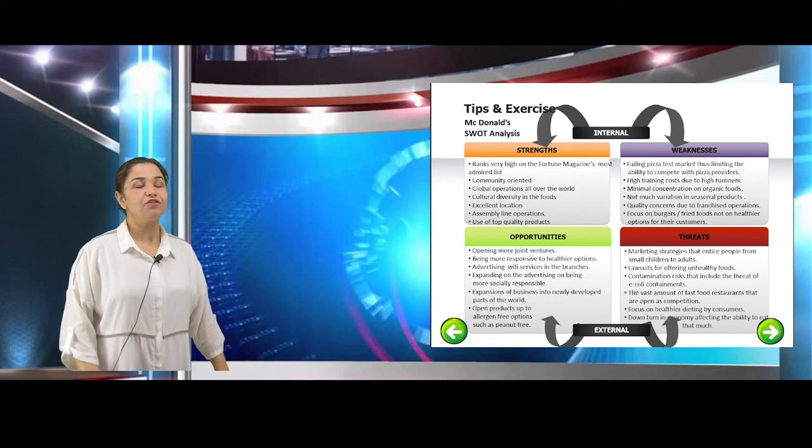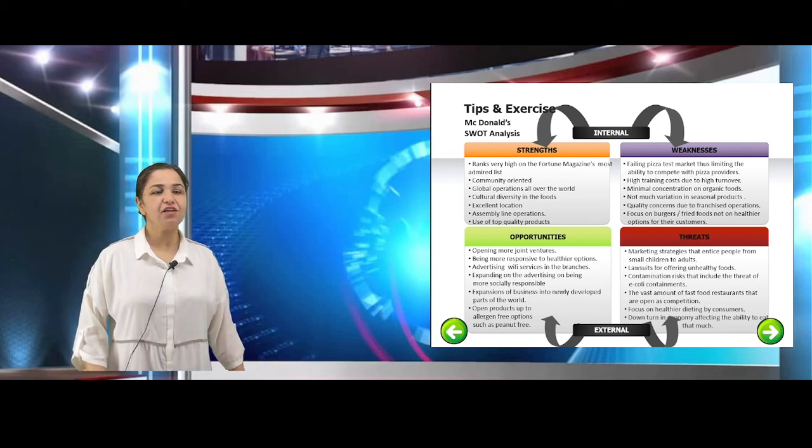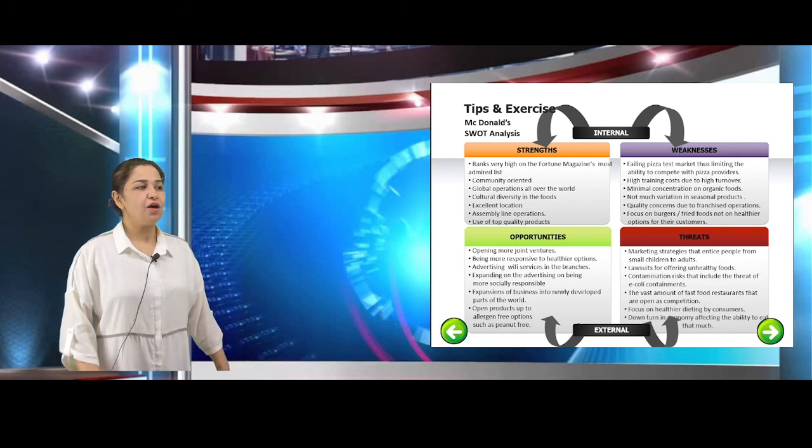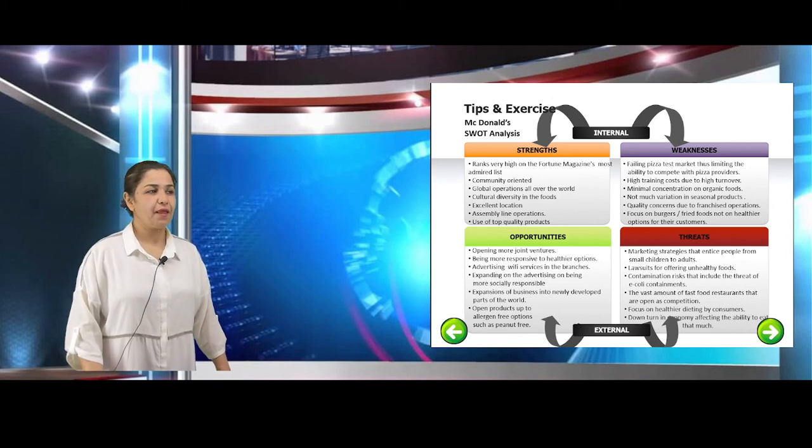Many people want to have ready-made food. Global operations all over the world. Cultural diversity in the foods. Excellent location. So we know that McDonald's restaurants are everywhere in the world, and they have assembly line operations, and they use quality products.